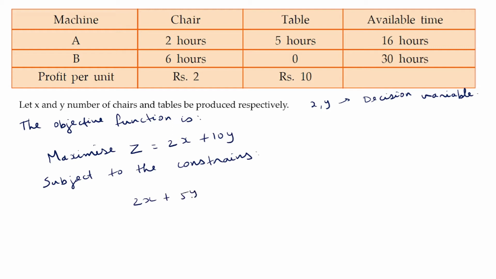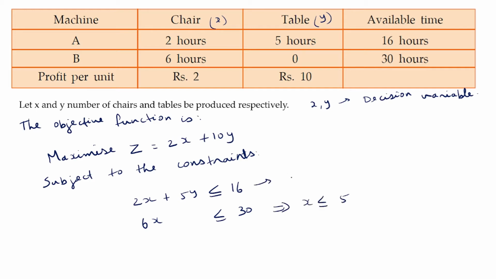2x plus 5y. We have taken x as the number of chairs and y as the number of tables. So the time on machine A is given by 2x plus 5y. Now, this total time should not exceed 16. So 2x plus 5y less than or equal to 16. So this is the first constraint. And then the second constraint is on the time available for machine B. The machine B available time is 30 hours and a chair requires 6 hours on machine B. So we have 6x less than or equal to 30, or we have x less than or equal to 5.